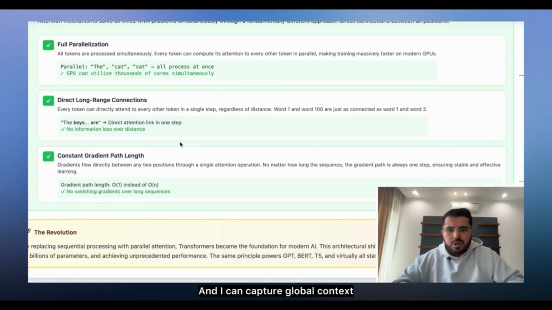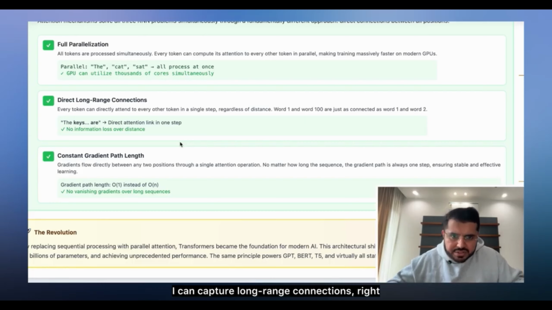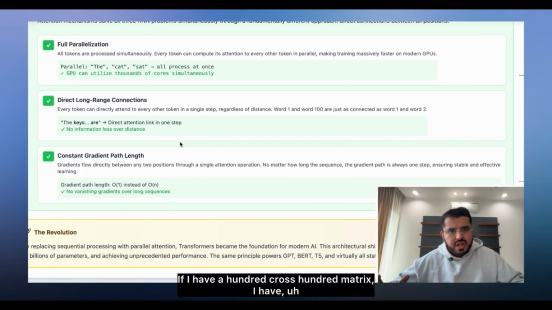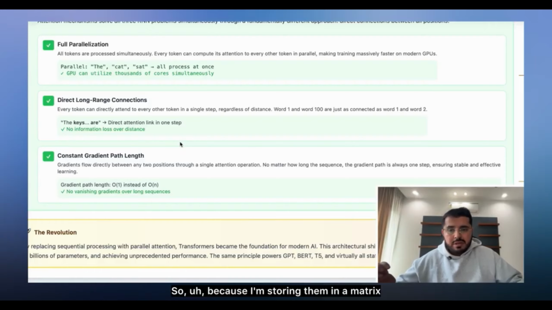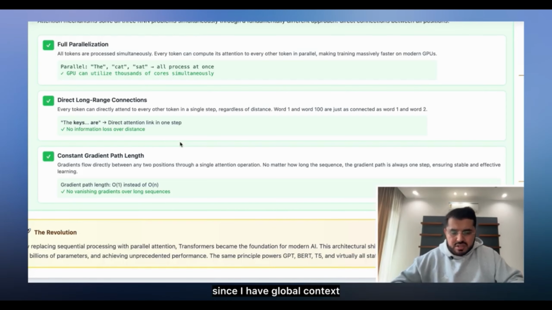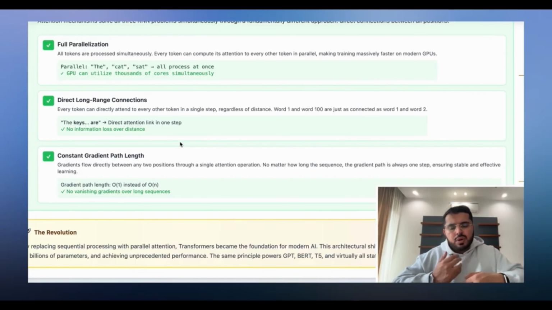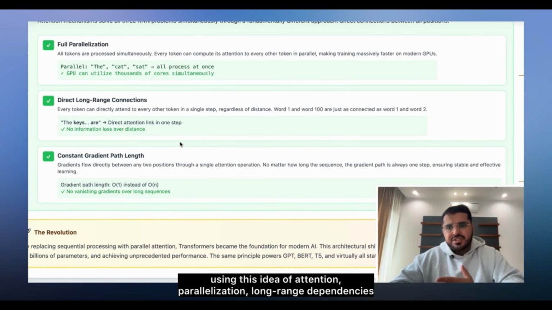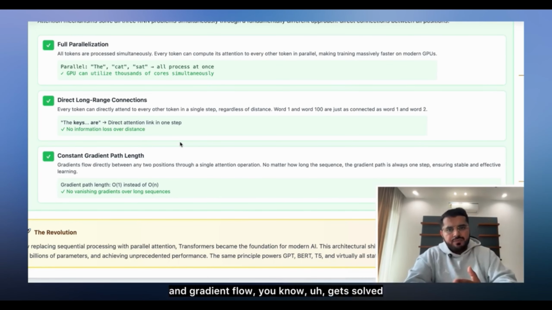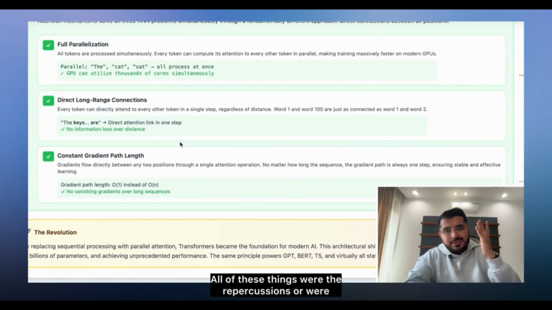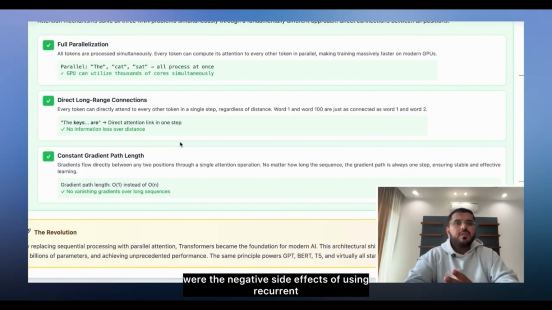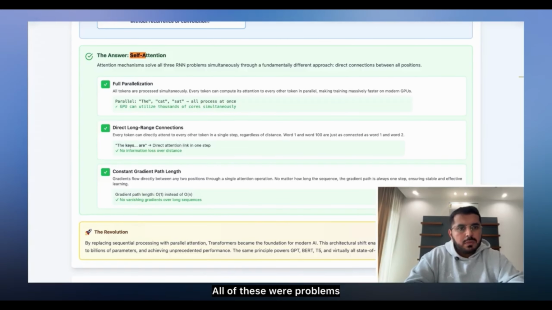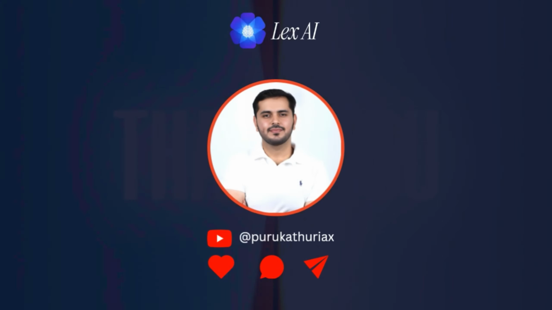And I can capture global context. I can capture long range connections, right? If I have a 100 by 100 matrix, I have the relationship between token 0 and token 99, right? Because I'm storing them in a matrix, since I have global context and long range dependencies, my gradient flow will be better. I will do more and more things to make my gradient flow better, but I will show you that using this idea of attention, parallelization, long range dependencies and gradient flow get solved. All of these things were the repercussions or the negative side effects of using recurrent neural networks, right? All of these were problems and challenges that we faced in RNNs.